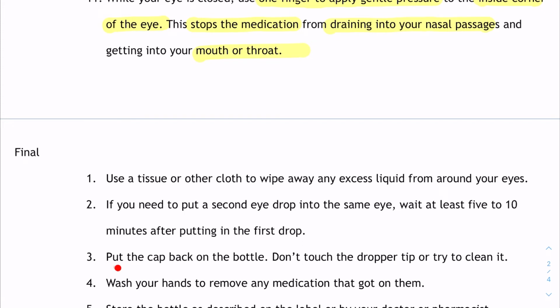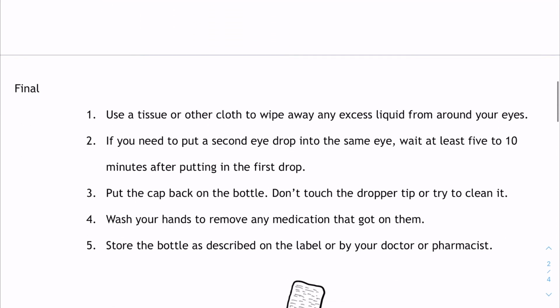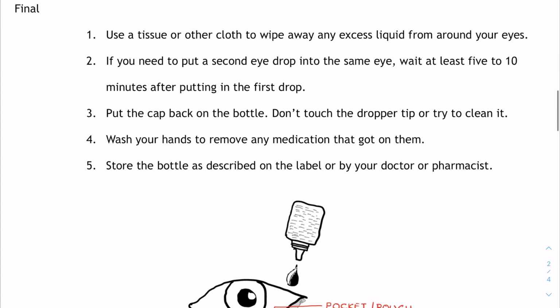Following that, you need to recap, that is, put the cap back onto the bottle and do not touch the dropper tip or try to clean it. Again, the reason being, it gets contaminated with bacteria. And finally, you need to wash your hands to remove any medication that got on them. And please remember, store the bottle as described on the label or the instruction given by your doctor or pharmacist.